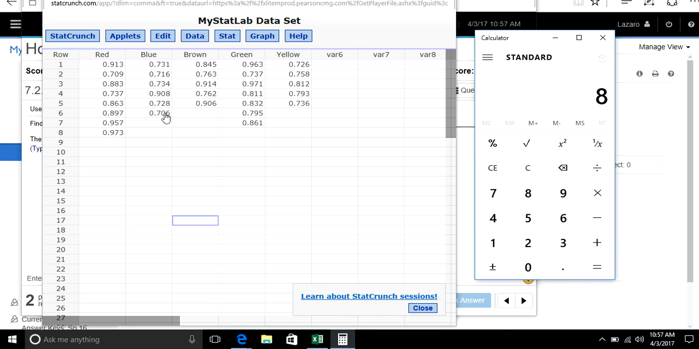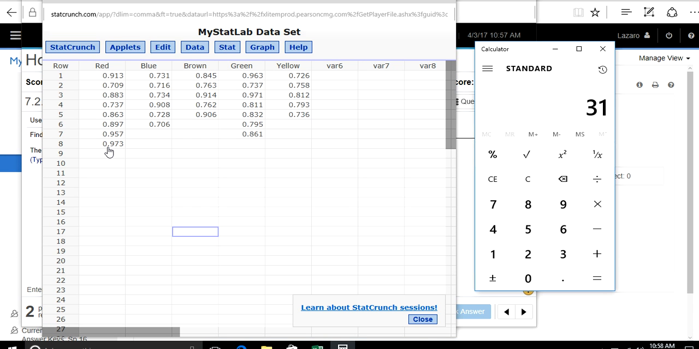So 8 plus 6 for the blue, plus 5 browns, plus 7 greens, and there are 5 yellows. All right, so it's 31 total. So now we're going to divide 8 divided by 31.